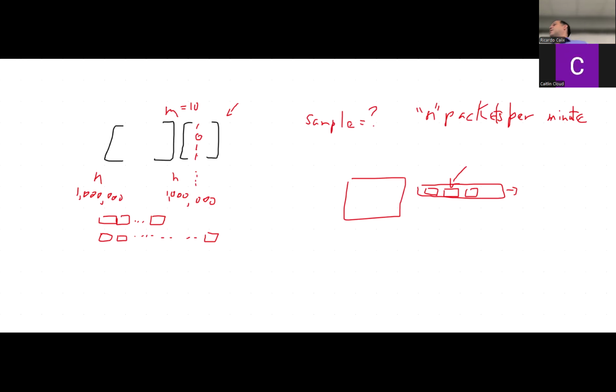What else can I do? If I don't average it, because I still need to define what a sample is, right? And I'm saying I'm collecting n packets per minute, but they are variable. Sometimes you can have more, sometimes you can have less. So without averaging, what's an alternative solution that you can think of?